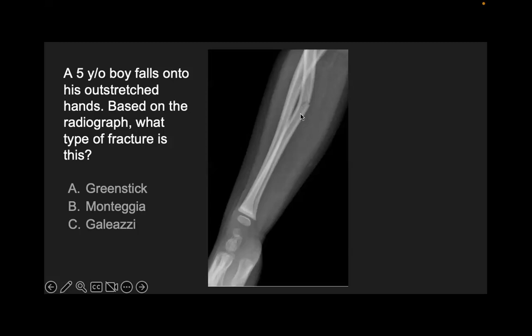So on this view, it's a little hard to tell, but I think this is the ulna. You would need to see a little bit more proximal. And I also don't know if this is the left or right, but actually, it's possible it's the radius. Yeah, it's the radius, because if you follow it down here, it's a little bit wider. And it's the one articulating with the carpus. Okay, so green stick fracture.